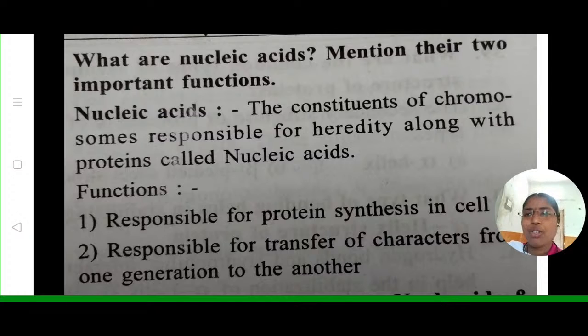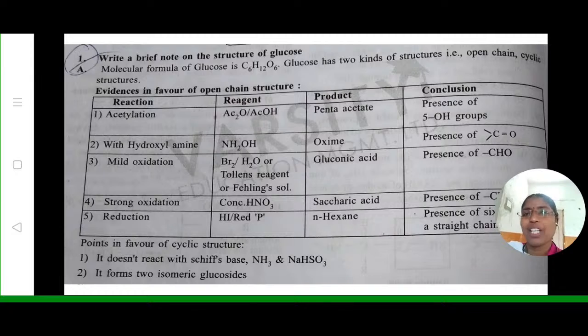In this question, the nucleic acid definition carries 1 mark. Each important function carries half a mark, so the functions carry 1 mark in total, and the definition 1 mark, so we gain 2 marks. Let us go to the next question. It is a short answer question and it is very important.